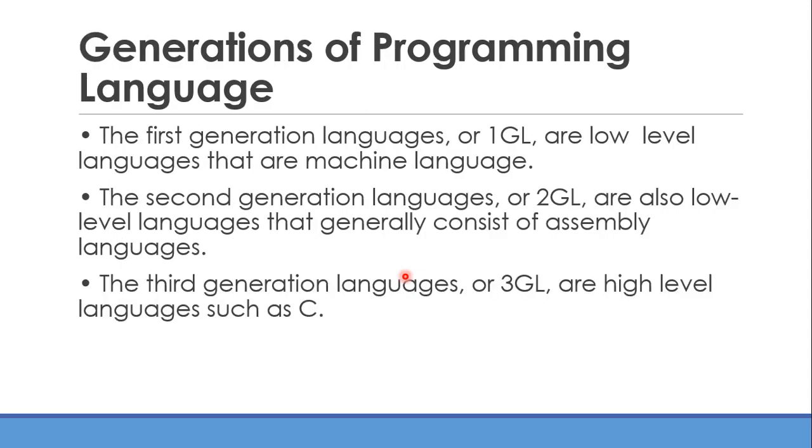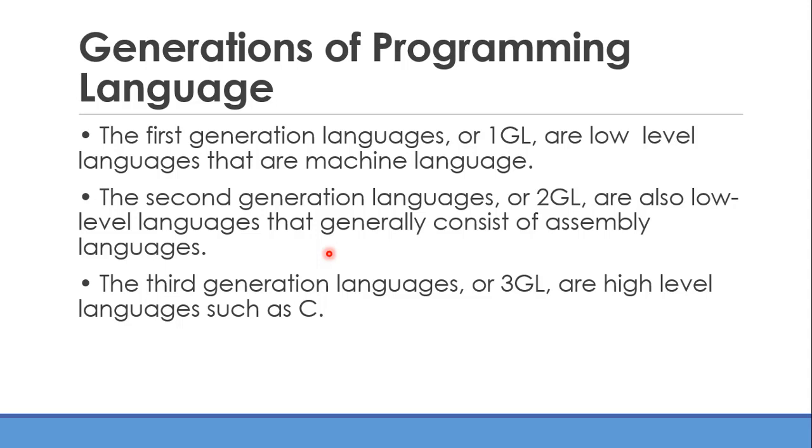Okay, let's proceed to generations of programming language. The first generation language, or 1GL, are low-level programming languages that are machine language. As we all know, machine language consists of two digits, 0 and 1. The second generation language, or the 2GL, are also low-level languages that generally consist of assembly language.